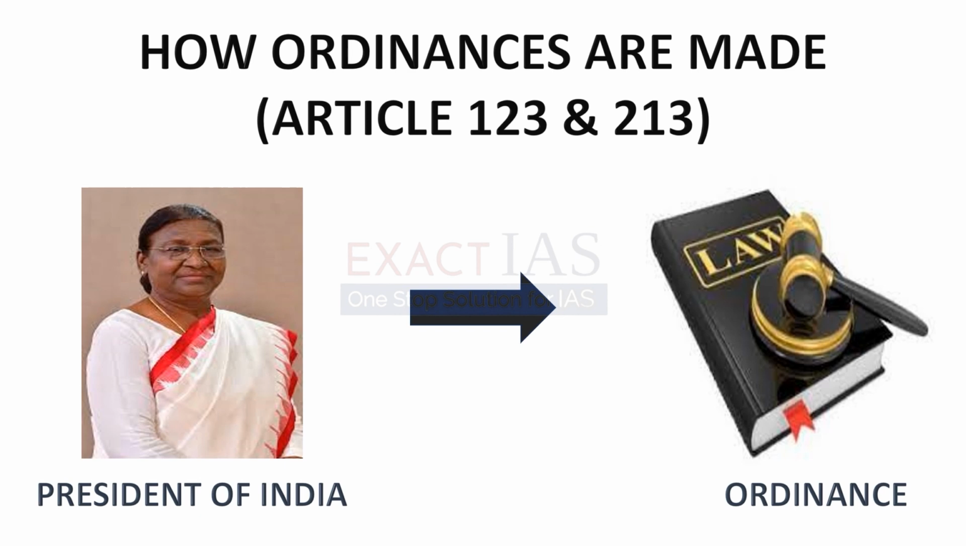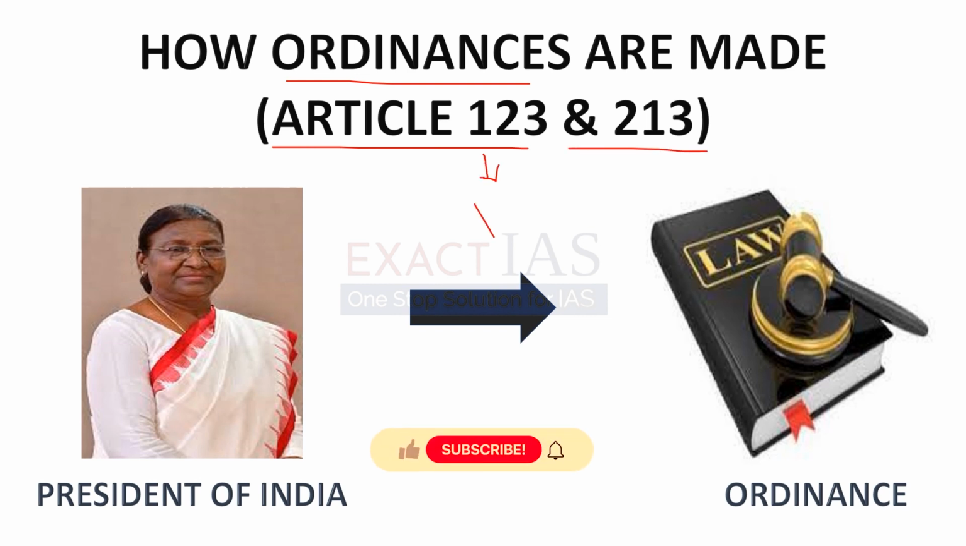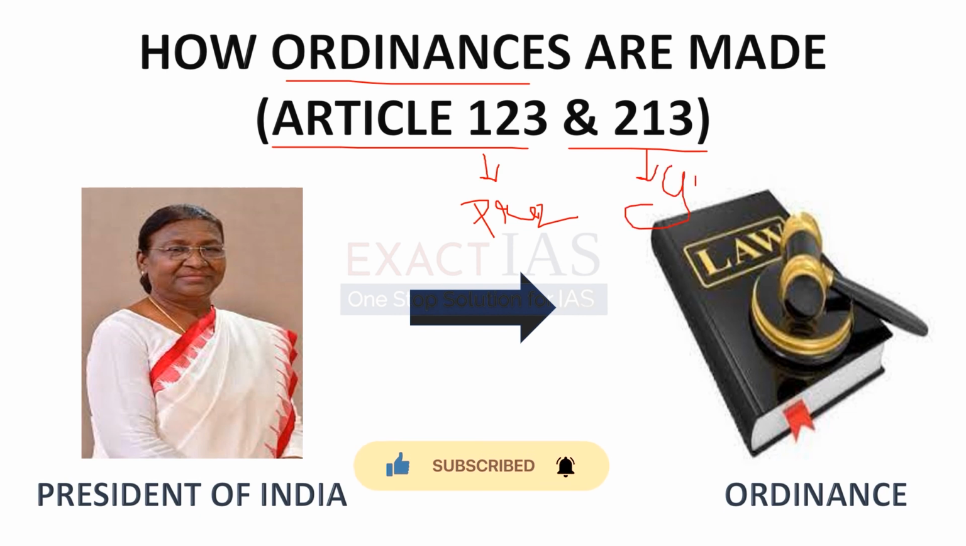Yes, these are called ordinances, which have been discussed in Article 123 and 213. Ordinances are just like ordinary laws, but उनमें difference यही है that ordinary laws are made by the lawmakers and are passed in the houses of the parliament. लेकिन ordinances are promulgated by the president when neither Rajya Sabha nor Lok Sabha are in session, or both the houses are not in session.